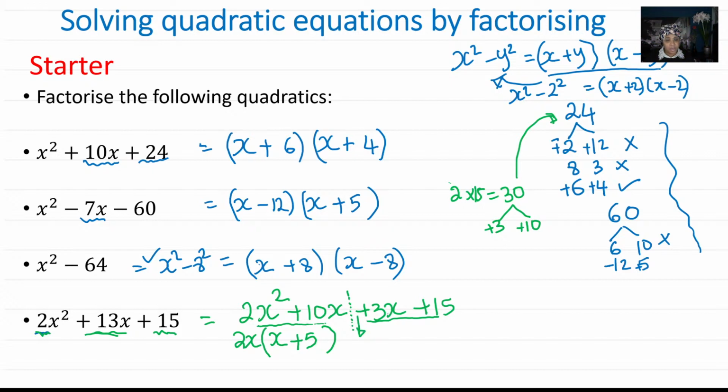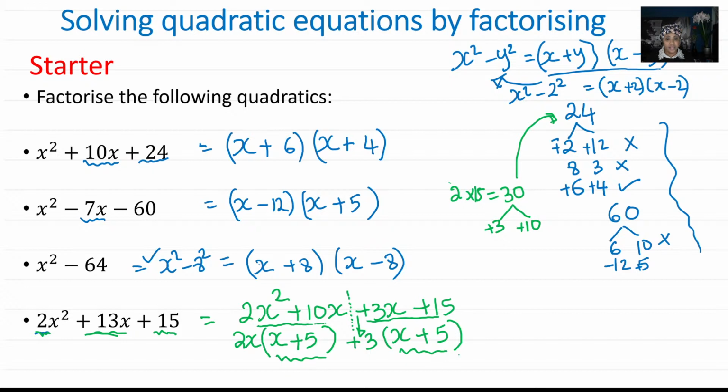So what is common here? Plus 3x plus 15. Common is plus 3. So I'm going to do plus 3. And then inside the bracket, x plus, I need to get 15. So 3 times 5. Now what you can see is that you have a common bracket here and here.